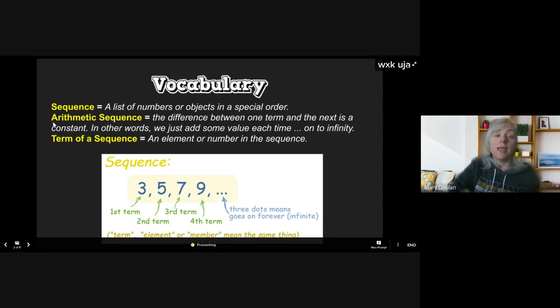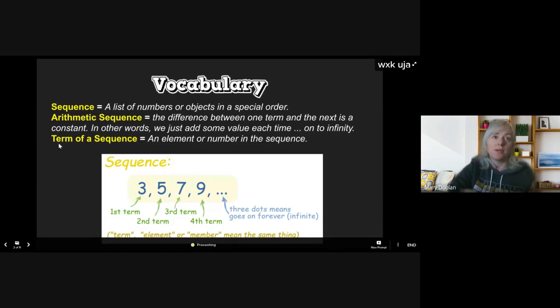And then an arithmetic sequence is where the difference between one term and the next is a constant. Okay, a constant's just a number. In other words, we just add some value each time, forever, onto infinity. So you can see here, as we go from 3 to 5 to 7 to 9, what are we adding? What constant are we adding each time in this sequence? You could type it in the chat. Yes, 2. You guys are right, 2. We're adding 2 each time, okay?